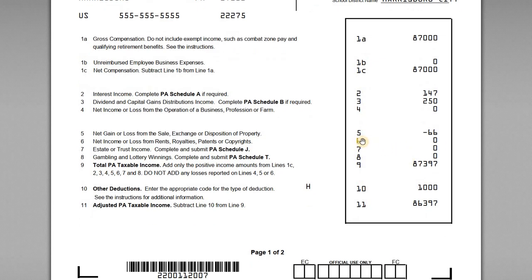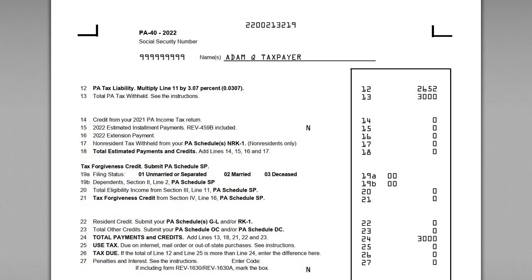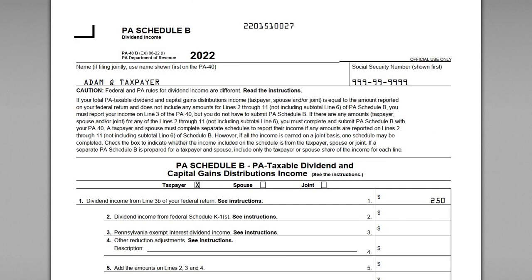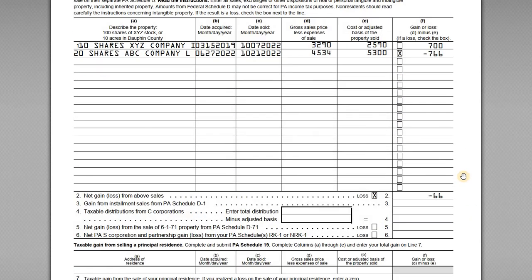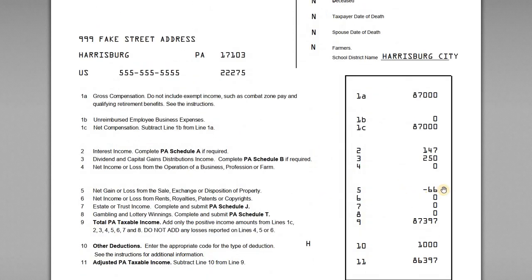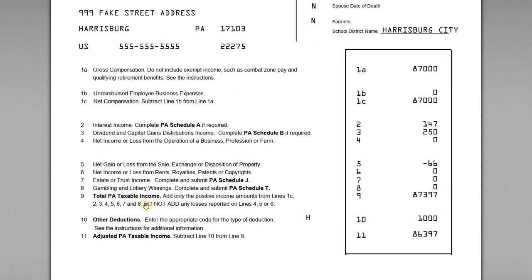Line 5, we've completed our Pennsylvania Schedule D. Skip down to that one. So we've completed our PA Schedule D to report the sale of stock, the net amount of capital losses. So that's reported up on page 1 as well. And so now we have our total PA taxable income before any other deductions of $87,397. Now the $1,000 other deduction, that is reported on Schedule O.